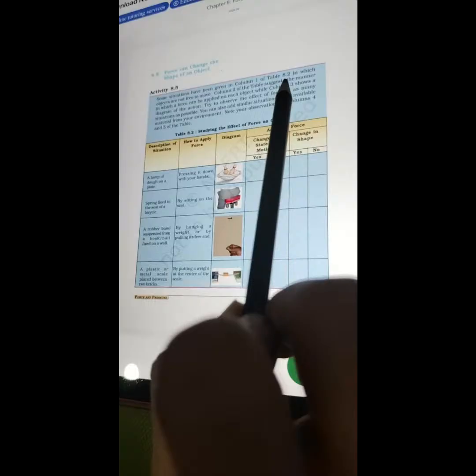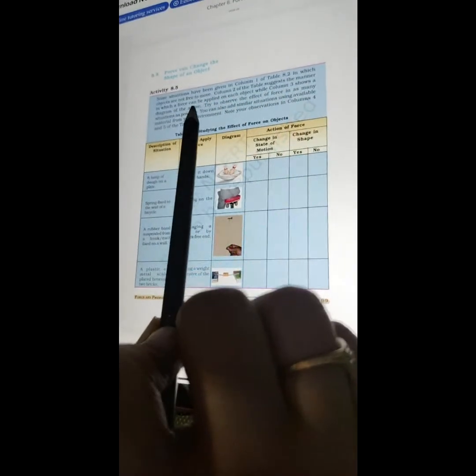8.5. Force can change the shape of an object. Activity 8.5. Some situations have been seen in column 1, Table 8.2, in which objects are not free to move. Column 2 of the table suggests the manner in which force can be applied on each object, while column 3 shows a diagram of the action. Try to observe the effect of force in as many situations as possible. You can also add similar situations using available material from your environment. Note your observations in columns 4 and 5 of the table.